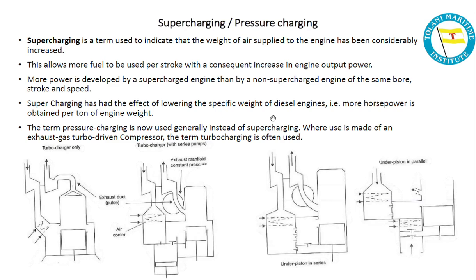Supercharging has had the effect of lowering the specific weight of diesel engines, that is, more horsepower is obtained per ton of engine weight. The term turbocharging is now used generally instead of supercharging, where use is made of an exhaust gas turbo driven compressor. The term turbocharger is often used. Now you see here, here you have only one turbocharger. We have two turbochargers in series, that also we are going to see and discuss in detail, and also in parallel.